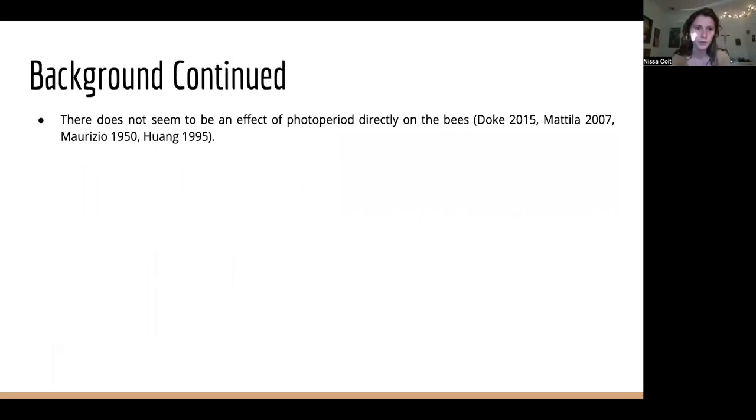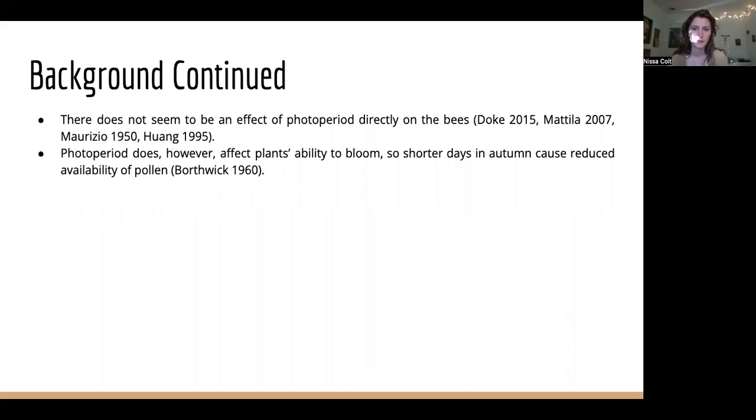So to continue, like I said, photoperiod doesn't affect nurse bees or overwintering directly, but it does affect how plants are able to bloom and create pollen. So in the autumn period, the bloom might be reduced, so there might be less pollen available, and so bees might be foraging less. That might be an indirect cause of shorter days in the fall and winter impacting the transition to overwintering.